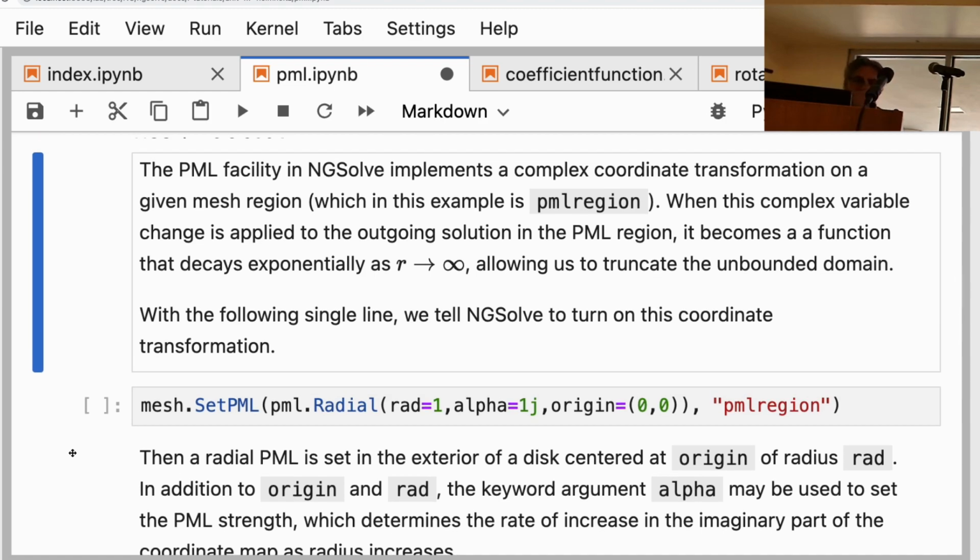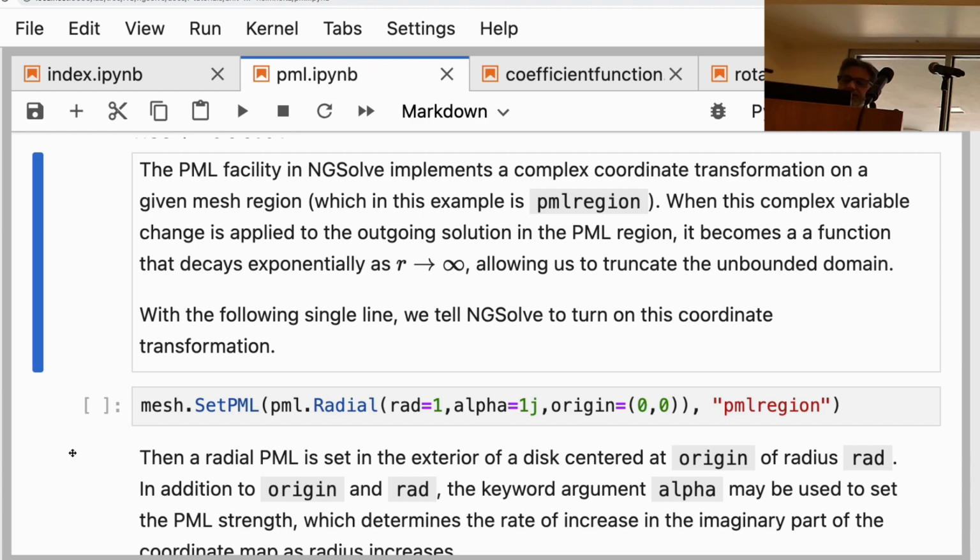So the PML facility in NGSolve implements this using a technique from a paper by Collino and Monk, where is that right, Peter? It's the complex transformation. That's your thing, right? Oh, okay. From the previous papers. Okay.